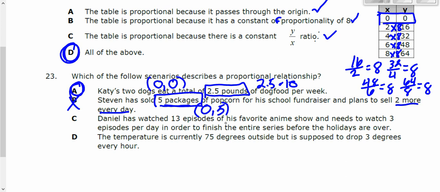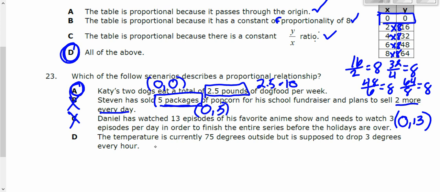Daniel has watched 13 episodes of his favorite anime show and needs to watch 3 episodes per day in order to finish the entire series. So if I think about this again, at the start, if I were to graph this, he's already watched 13, so I'd start my graph at 0, 13. Well, that's not the origin either.